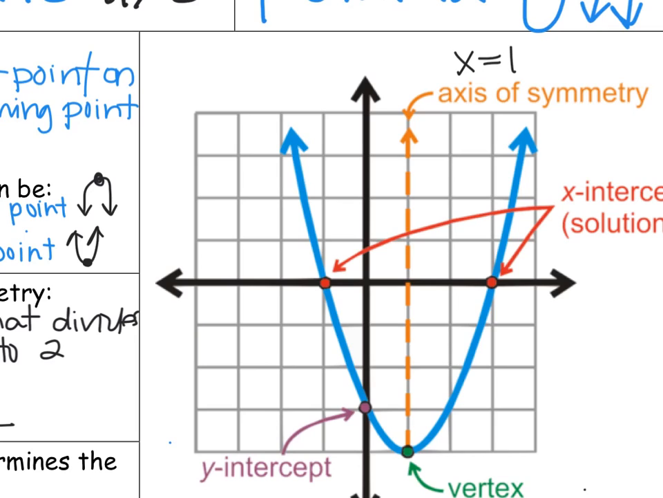In the first part of this unit, we were looking for the solutions. These are called the x-intercepts, or the zeros. So when we were doing our factoring, this is what we were looking for: our zeros, our x-intercepts, our solutions.